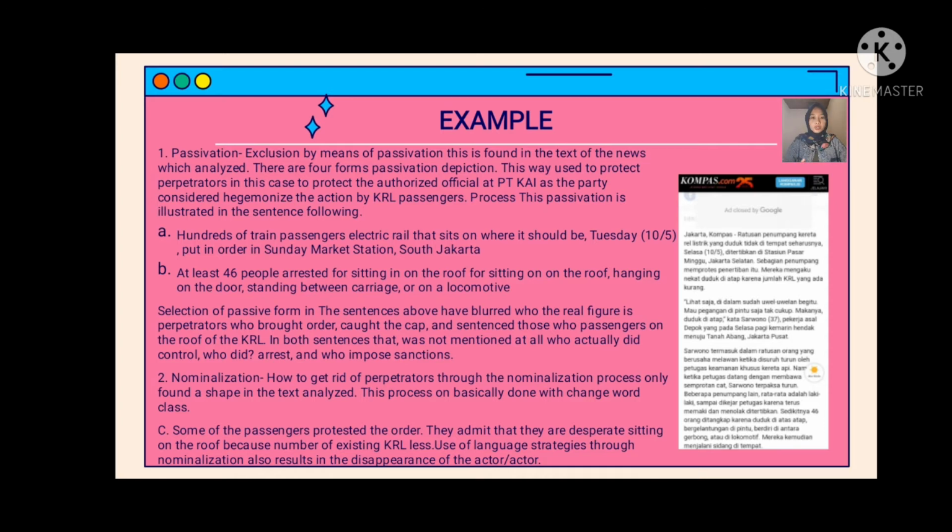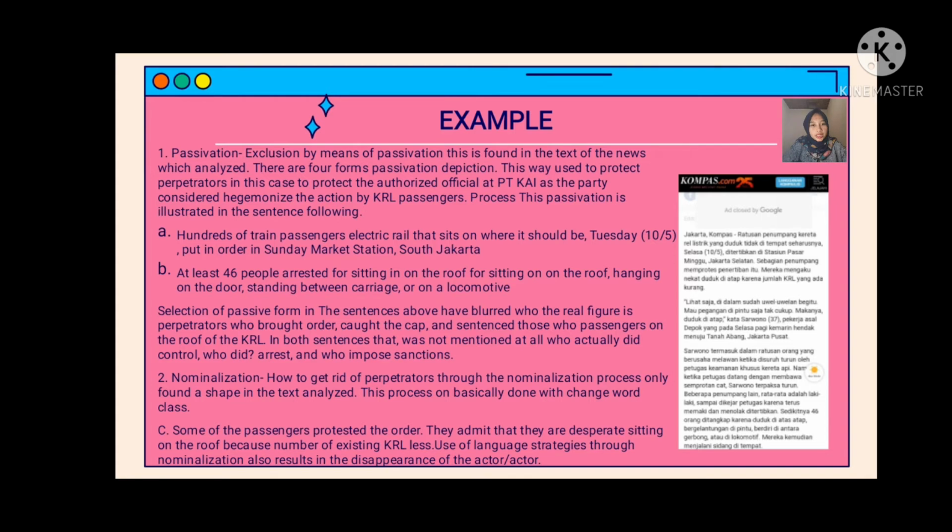And then the next will be nominalization. Getting rid of perpetrators through the nominalization process is found in only one form in the text analyzed. This process is basically done by changing the word class. For example, some passengers protested the order. They admit that they are desperate, sitting on the roof because the number of existing KRL is too few. The use of language strategies through nominalization also results in the disappearance of the actor.